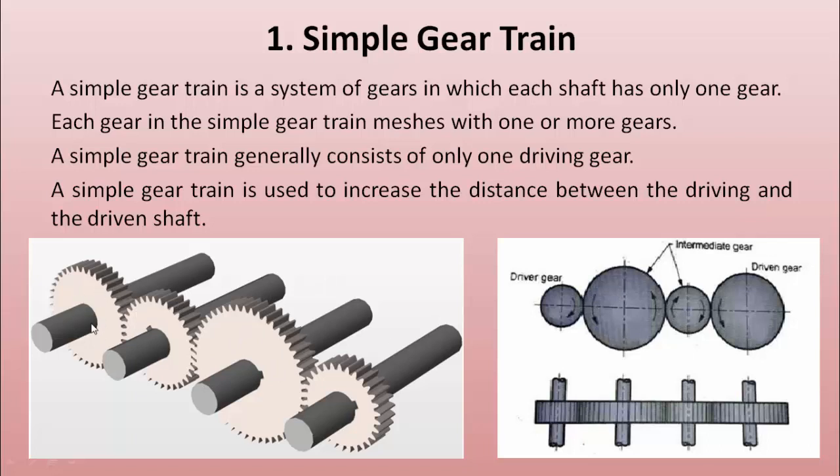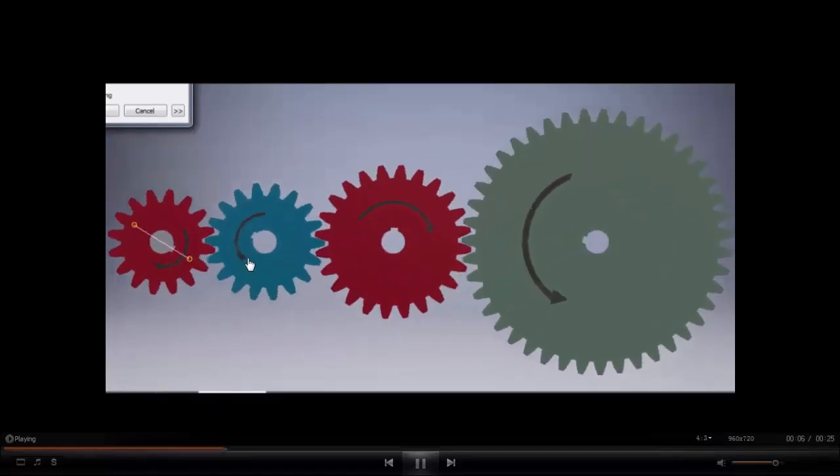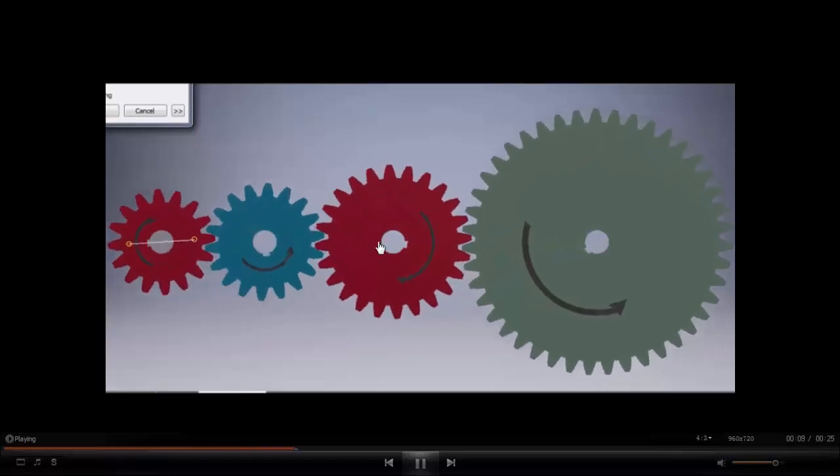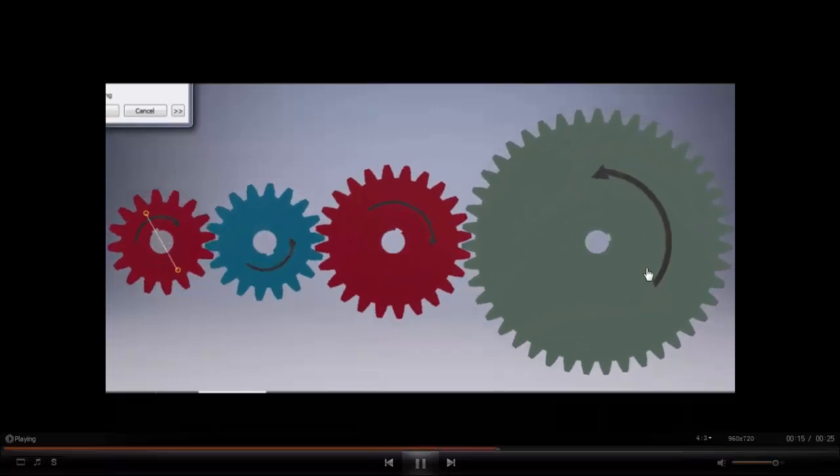As this shaft rotates, this gear rotates. Because of the rotation of this gear, the next gear will start rotating. Again, this gear will start rotating, and finally the power will be transmitted to the driven gear. You can see a simple gear train in this video. See, as this is rotating in clockwise direction, this is rotating in anti-clockwise direction. Again, this is rotating in clockwise direction, and the final gear is rotating in anti-clockwise direction.